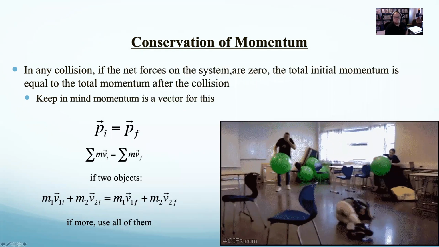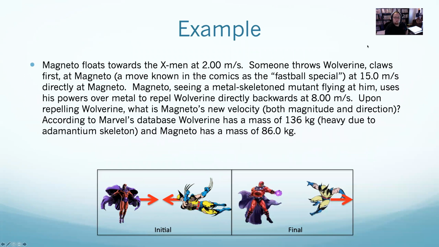I'm going to do an example problem that's a little harder than something I put on the exams or homework, but I just want to get this idea across. And then I'll do one more along the lines of the level I expect you to do. This one says, Magneto floats towards the X-Men at 2 meters per second. Someone throws Wolverine, claws first, at Magneto, a move known in the comics as the Fastball Special, at 15 meters per second, directly at Magneto. Magneto, seeing a metal skeleton mutant flying at him, uses powers over metal to repel Wolverine directly backwards at 8 meters per second. Upon repelling Wolverine, what is Magneto's new velocity, magnitude, and direction?